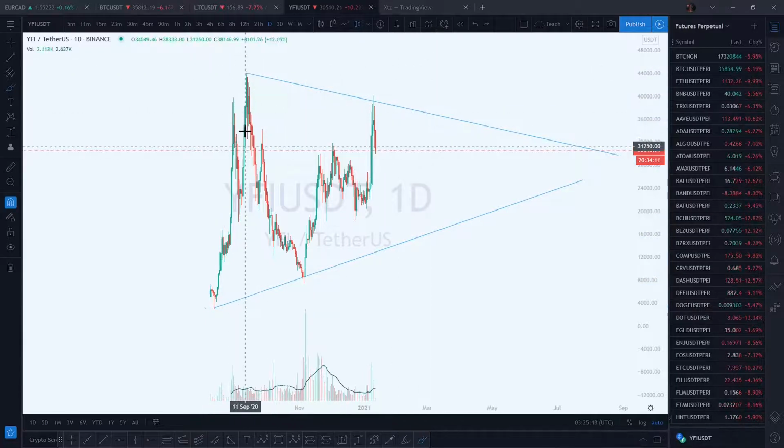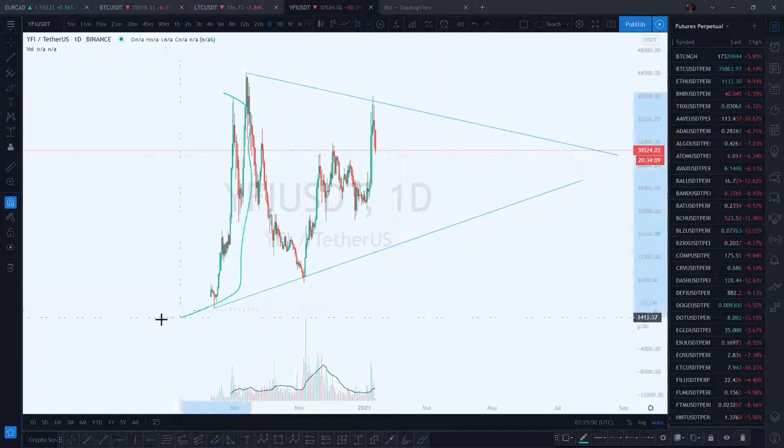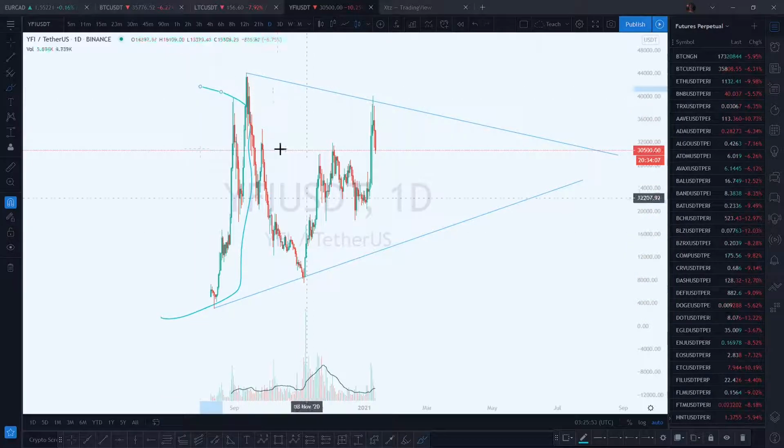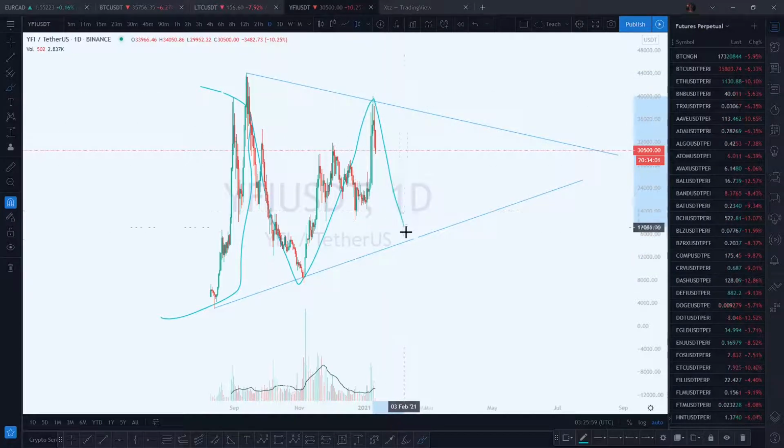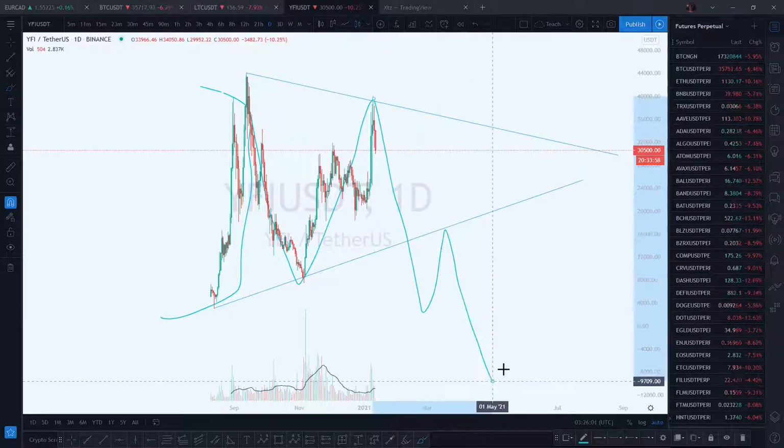But if this move were not to be there, if this move is subtracted, and we only have a move from the upside to the downside, then up like this, then I will expect it to come and break down like this.